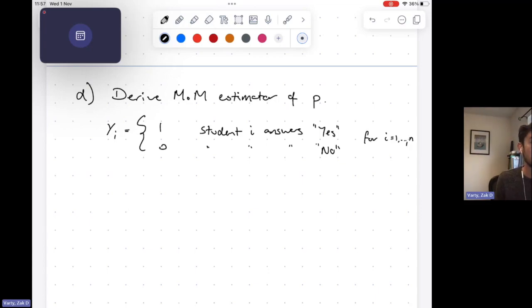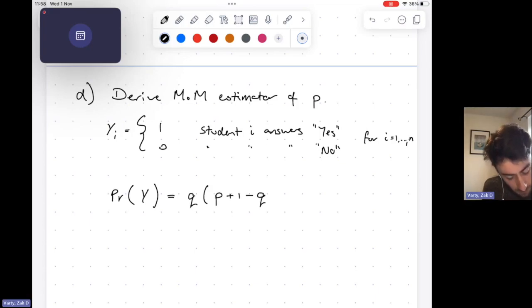So we're going to let our responses be denoted by yi for each student, i equals 1 to n. And that is going to be a binary indicator variable, taking the value 1 if student i answers yes, and the value 0 if that student answers no. So what we can do is take our previous expression for the probability that yi equals 1, which I'm going to use slightly abusive notation and just say the probability of event y. And we had that as being q multiplied by p plus 1 minus q.